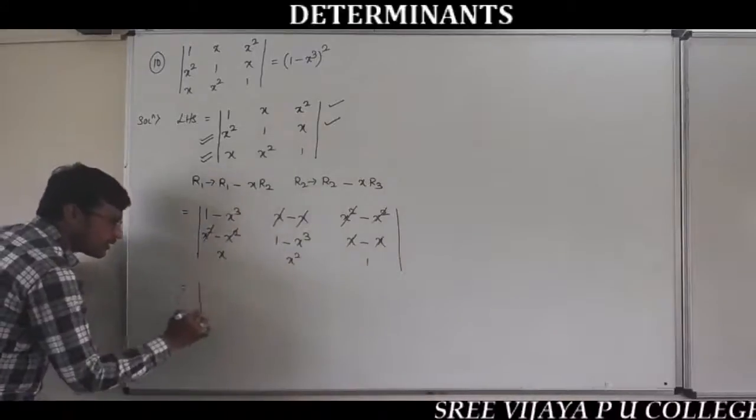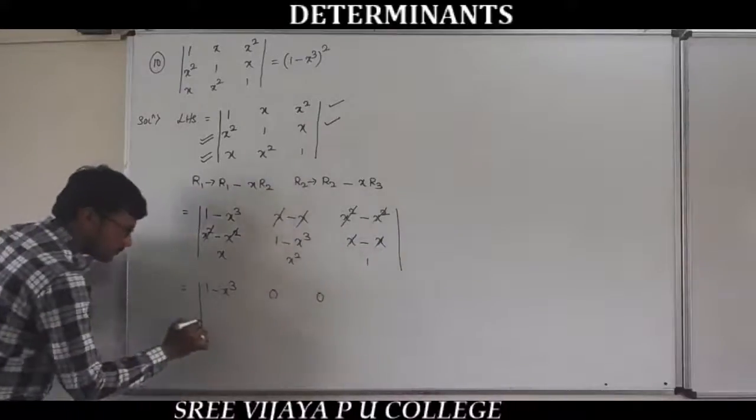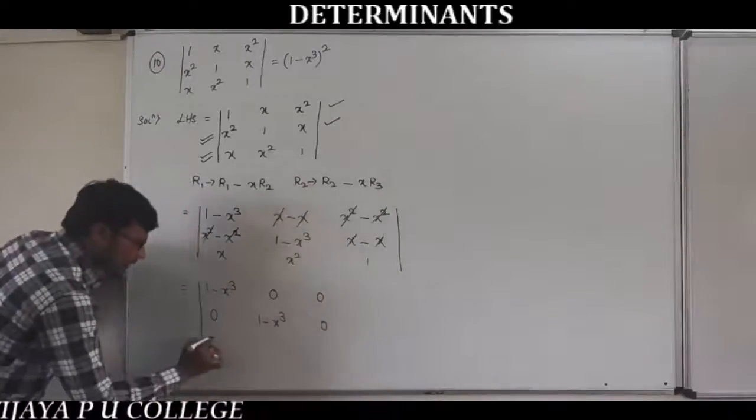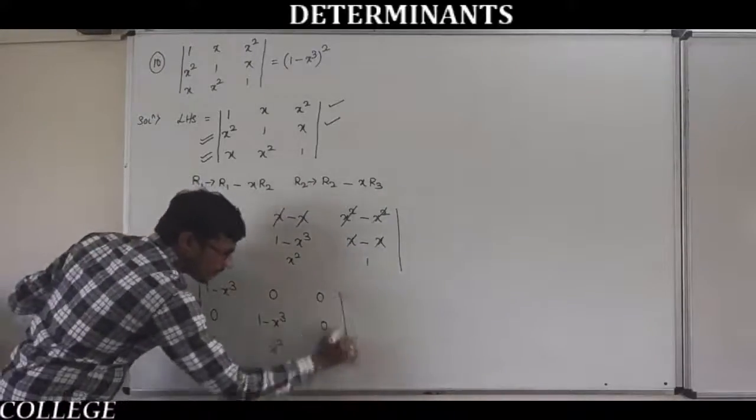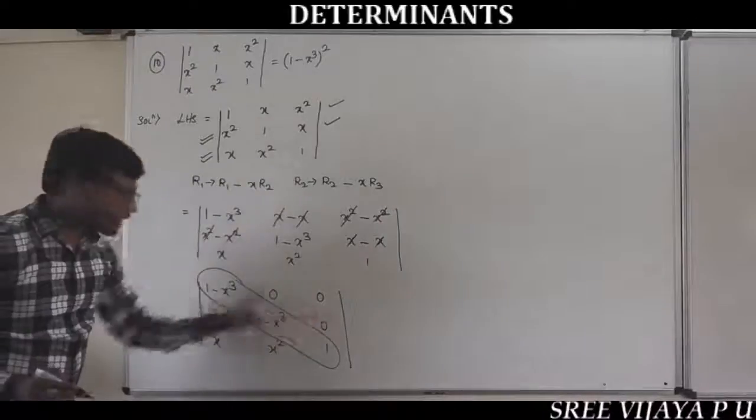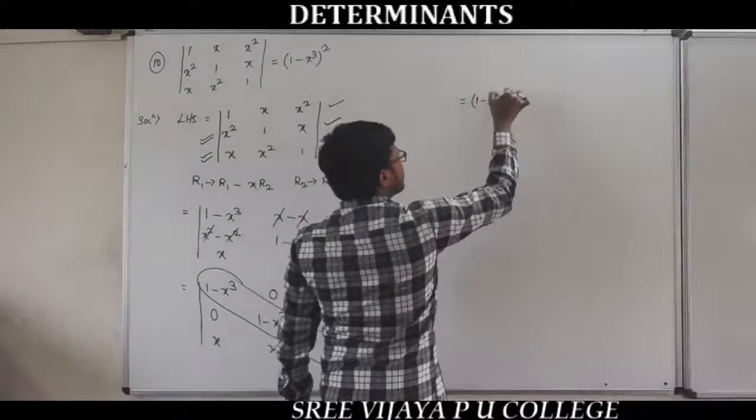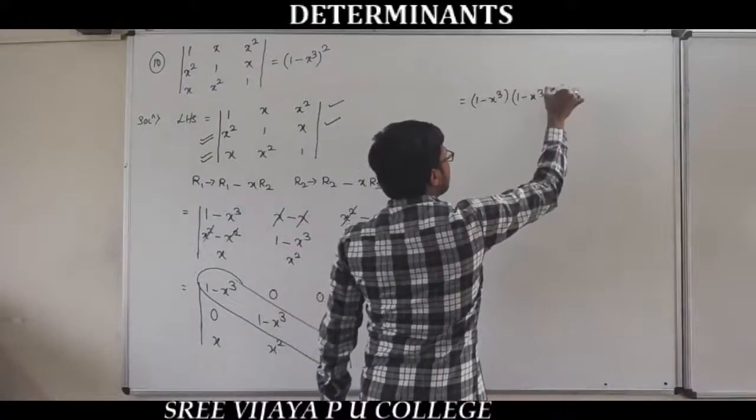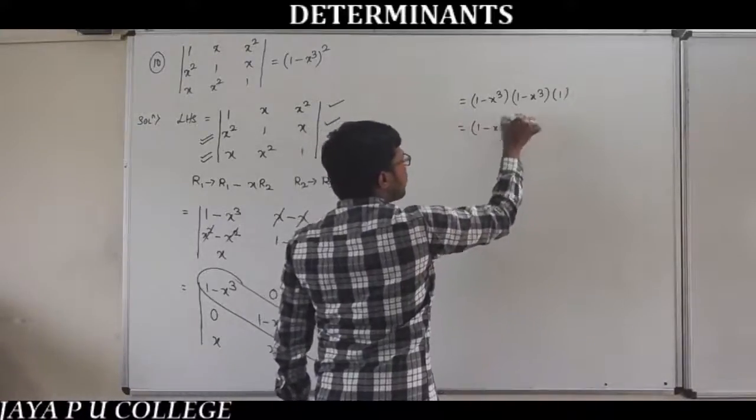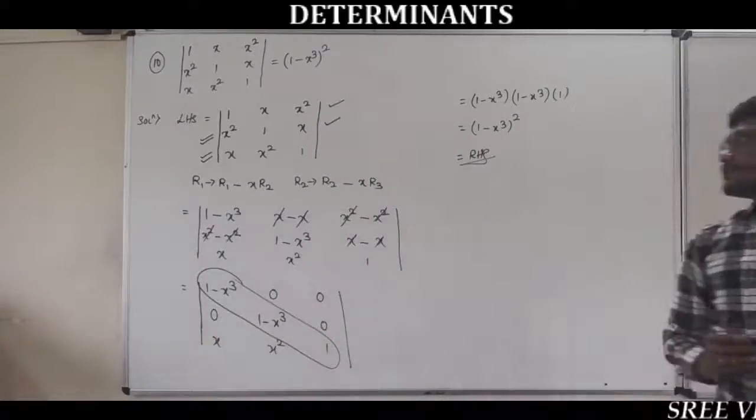So what is remaining? Determinant of 1 minus x cube, 0, 0; 0, 1 minus x cube, 0; x square, x, 1. Now above the principal diagonal elements, again all are zeros. You can multiply the principal diagonal elements. So that equals 1 minus x cube into 1 minus x cube into 1. So 1 minus x cube whole square. So that should be the RHS. Got it?